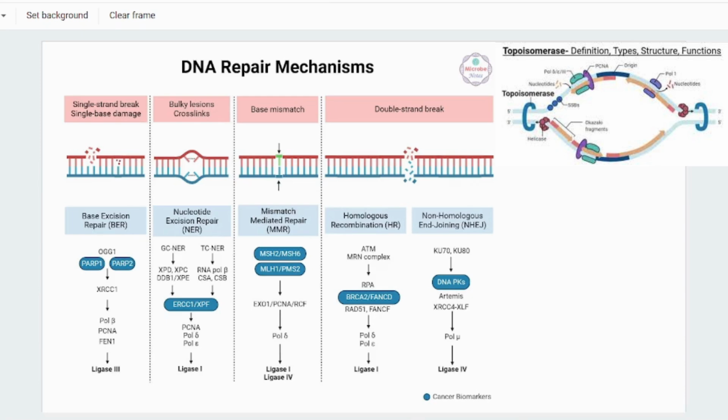Here, there are two processes, either global genomic NER or transcription-coupled NER, each of which has its own cellular role, with transcription-coupled involved in ensuring gene expression, while global genomic addresses DNA damage throughout the whole genome.